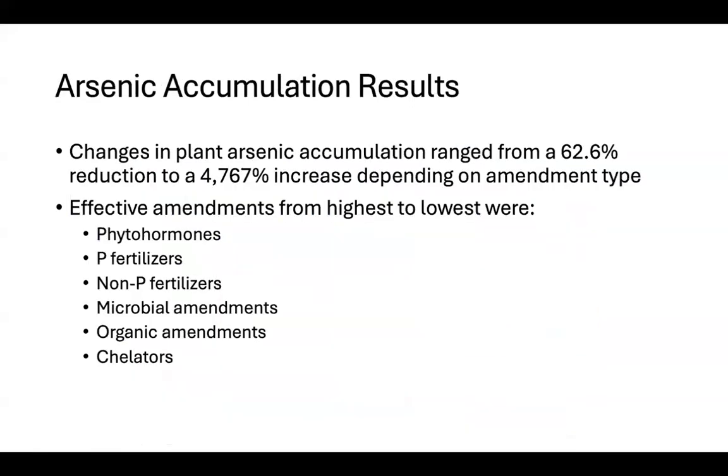So for results based on arsenic accumulation, changes in plant arsenic accumulation ranged from a 62.6% reduction to a 4,767% increase, depending on amendment type. Effective amendments listed from highest to lowest were phytohormones, phosphorus-based fertilizers, non-phosphorus fertilizers, microbial amendments, organic amendments, and chelators.